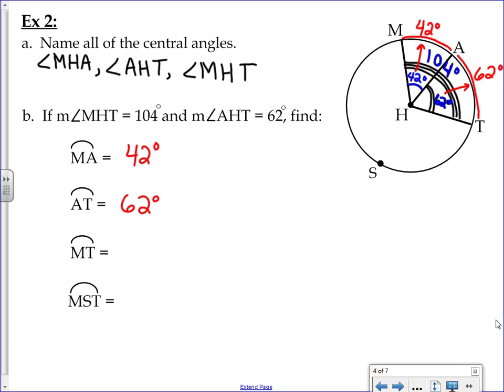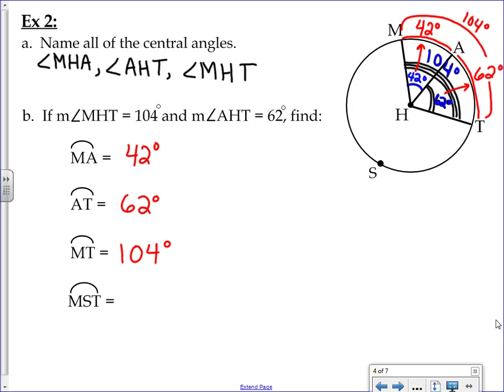And then let's take a look at minor arc MT. So minor arc MT, if I sketch this out here, that's wrapping around all the way from N to T. So that's going to correspond with that large central angle, MHT, which was 104. So that will also be the measure of this minor arc.